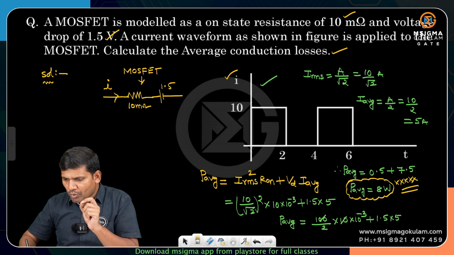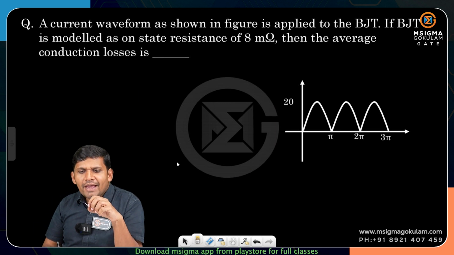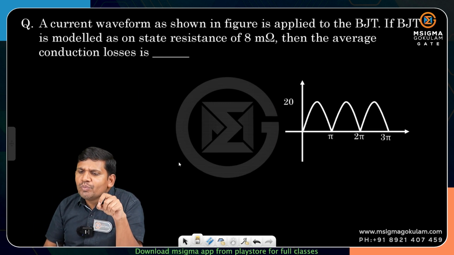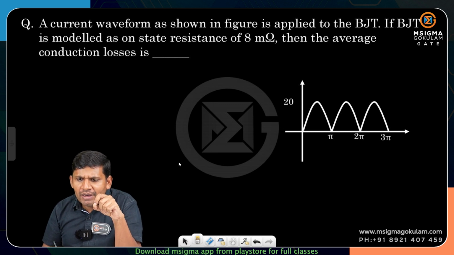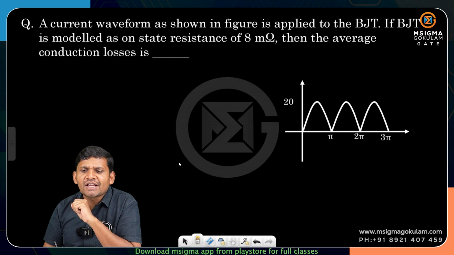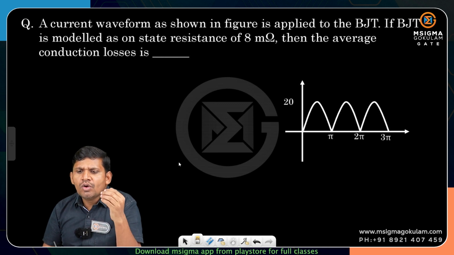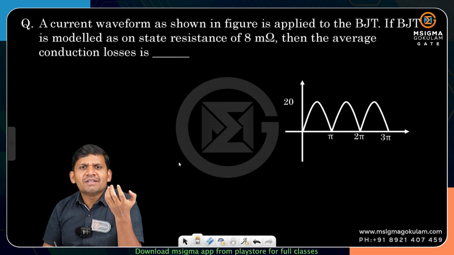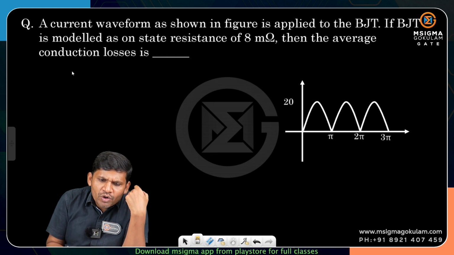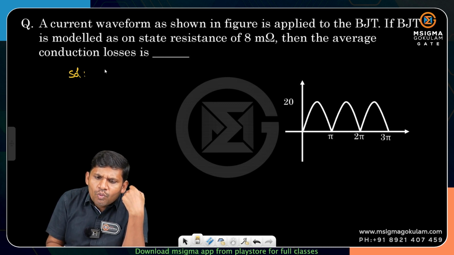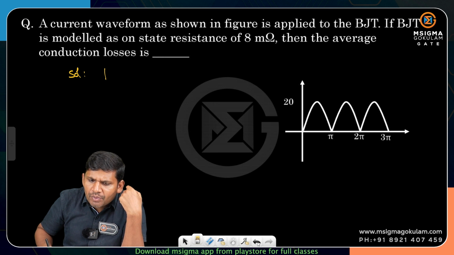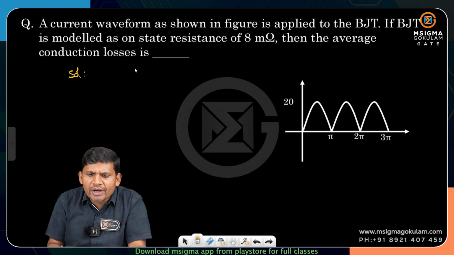Clear? See one more question. A current waveform as shown in the figure is applied to a BJT. If the BJT is modeled as an on-state resistance of 8 milliohms, then the average conduction losses is, here only resistance is given, but there is no voltage drop. If only resistance is given, what is the formula? First I am writing the modeling. Given is which one? BJT.